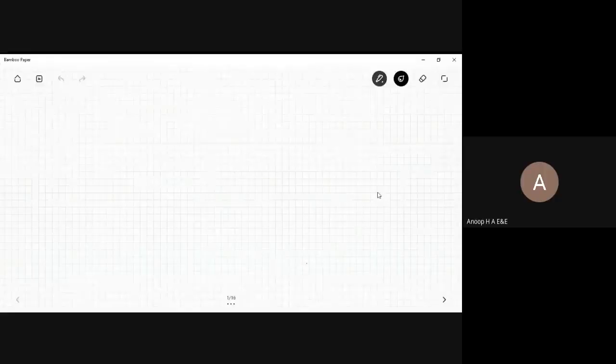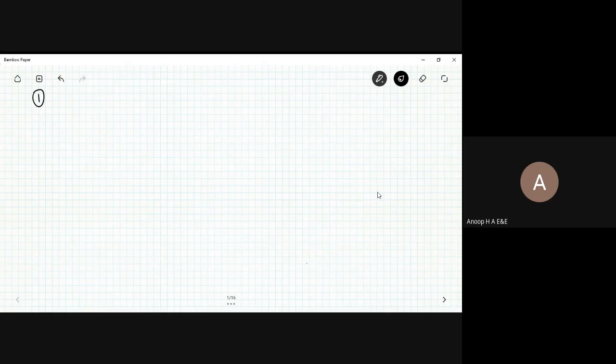So let me share my screen right now. I hope the screen is visible to everyone. And let me proceed with the first problem. So how will they ask? The first problem is to find the even and odd parts of each of the following signals.